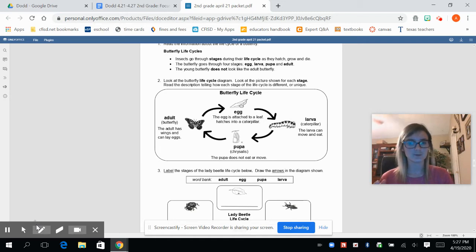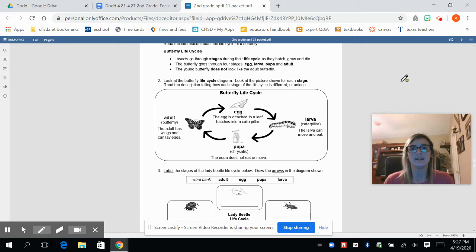So think of it this way. Before a ladybug was a ladybug, it was a different kind of bug. And before a butterfly was this beautiful butterfly, it was a different kind of bug. So we're going to talk more about it. First, let's talk about the butterfly life cycle.